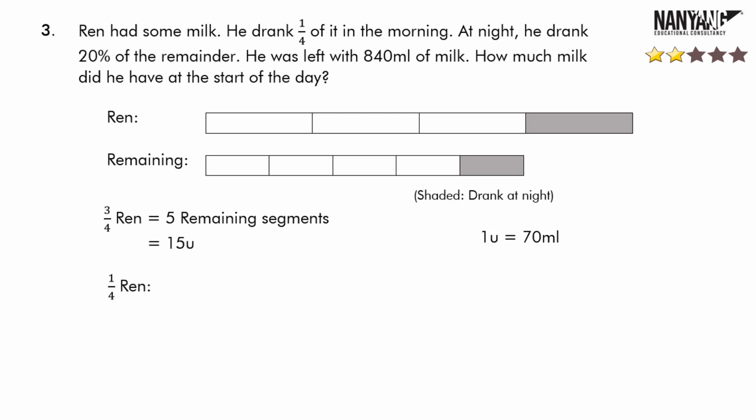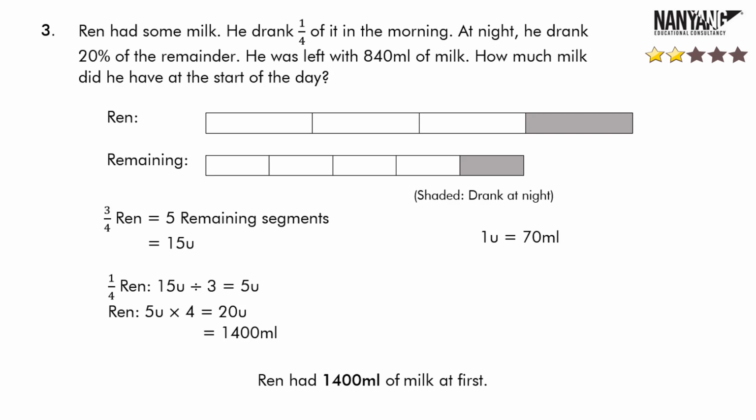Let's find out what 1/4 of Ren's total milk is. We take 15 units divided by 3 and we get 5 units. So how much did he have in total at first? We take 5 units times 4, 20 units, which is 20 times 70 ml, 1400 ml. So that's our answer. Ren had 1400 ml of milk at first. Did you get it?